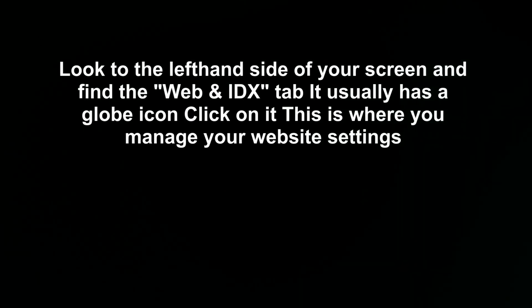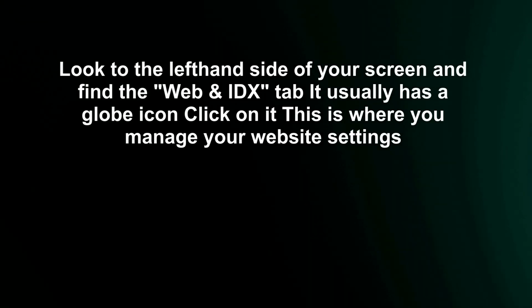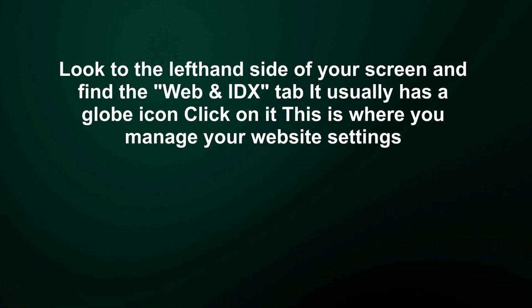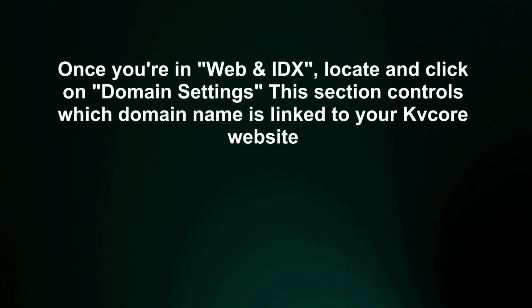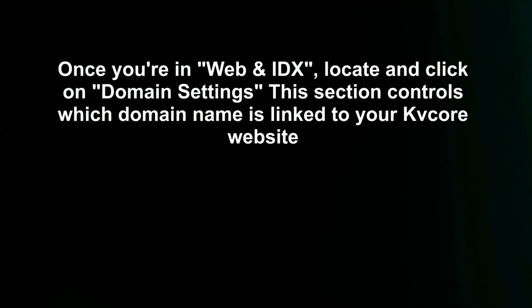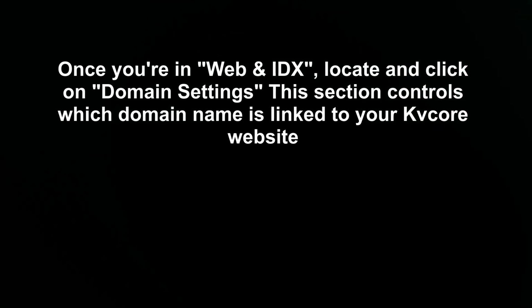Look to the left-hand side of your screen and find the Web and IDX tab. It usually has a globe icon. Click on it. This is where you manage your website settings. Once you're in Web and IDX, locate and click on Domain Settings. This section controls which domain name is linked to your Kvcore website.